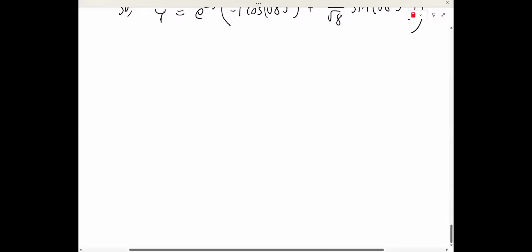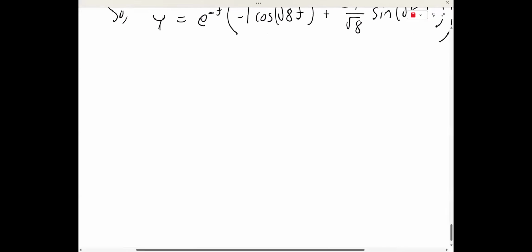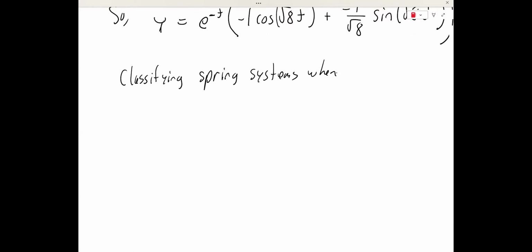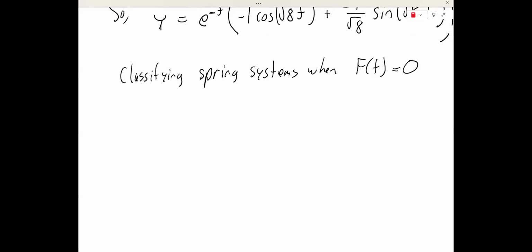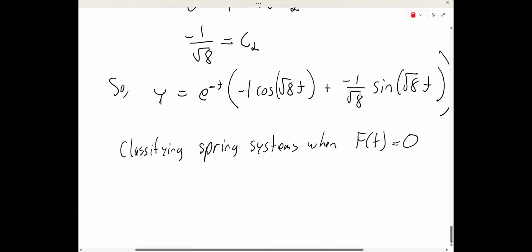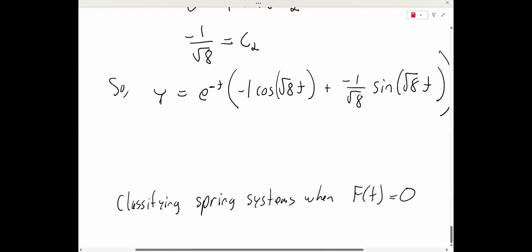Classifying spring systems when f of t is equal to 0. The one we just did there, that was called underdamped. This one we just did, where we saw it go like that. Like we just saw it there, right? It went like this. That's called underdamped.